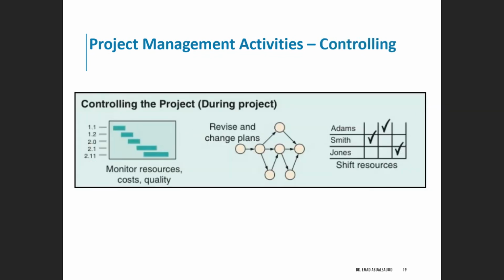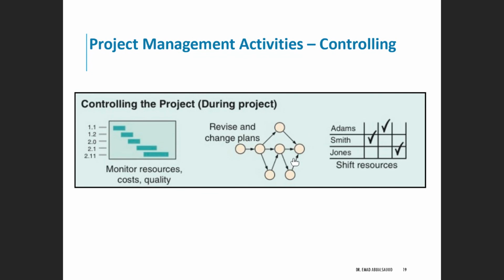The last activity is the controlling, and this happens during the execution in the project life cycle. When you start implementing the project, and you have set the plan and the schedule, you start now monitoring and managing the project activities, using monitor resource, cost, quality. There are software applications that do that and help you to have dashboards and some easy interfaces to track and monitor your project performance and progress.